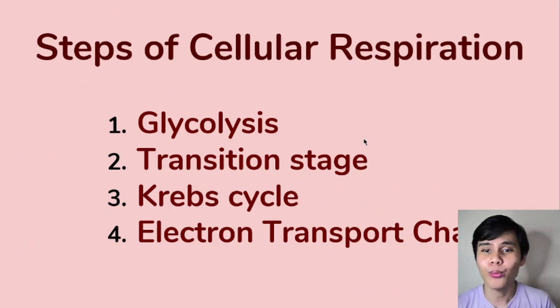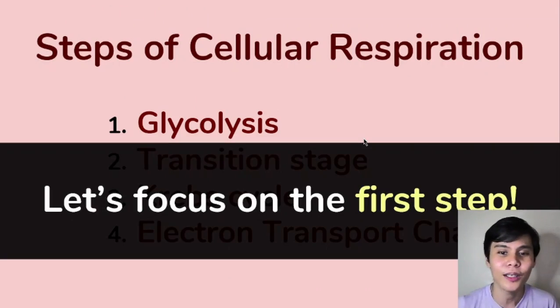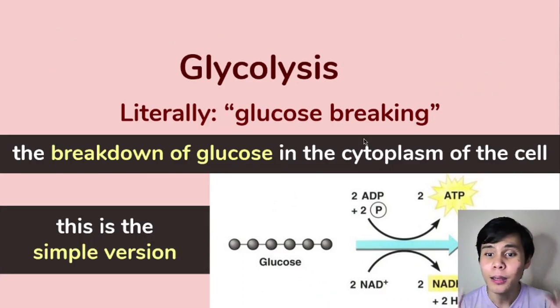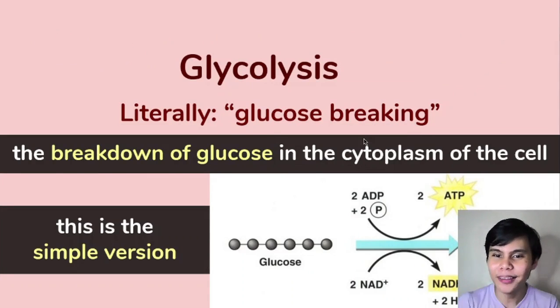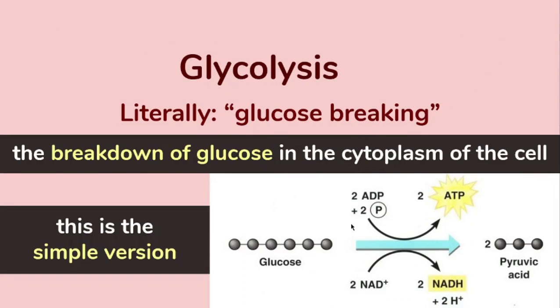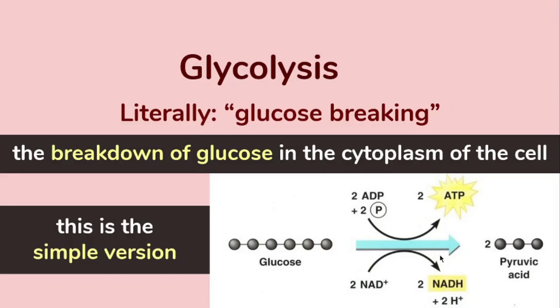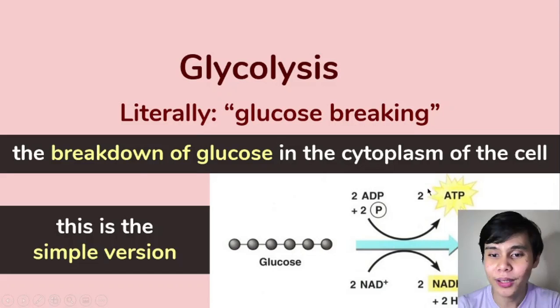So in order to break it up, the first step of cellular respiration is glycolysis. We'll do this step by step, just like earlier. So focus. One, in glycolysis, we're literally breaking the glucose. It's the breakdown of glucose in the cytoplasm of the cell. And this is the simple version: glucose gets broken down into pyruvate, and you have ATP and NADH being made in the background.